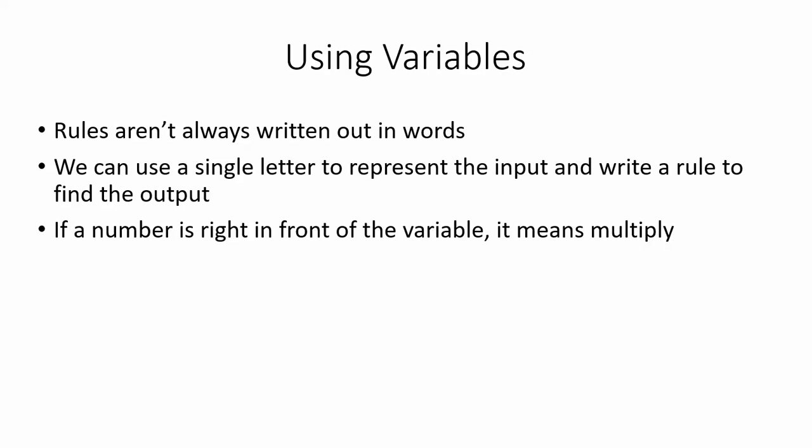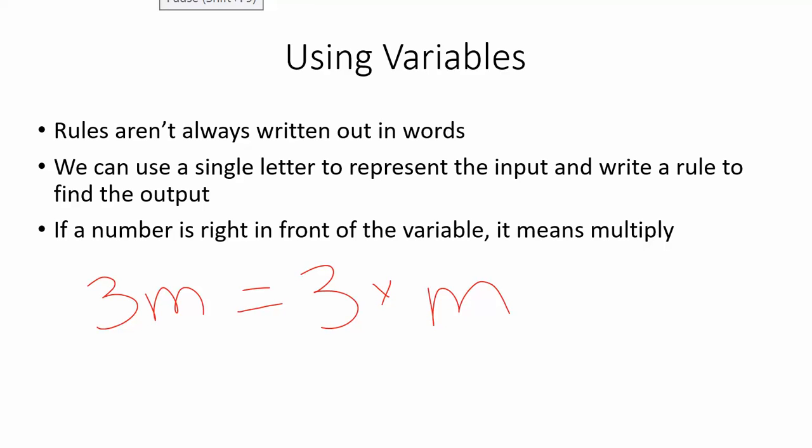do with it. One thing to note that might look unusual is often we'll have a number written directly in front of a variable or a letter, and that means multiply. So for example, if you see 3m, in math, that means 3 times m. Let's look at some more examples.